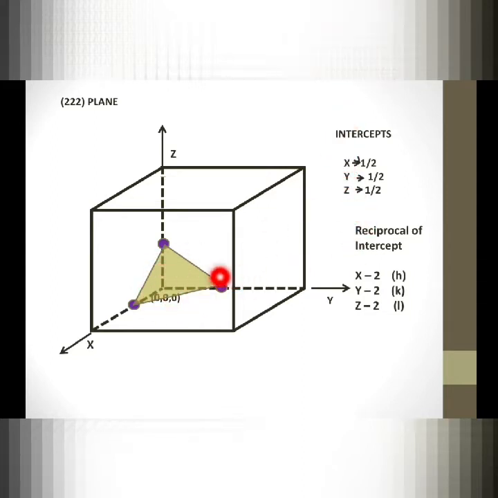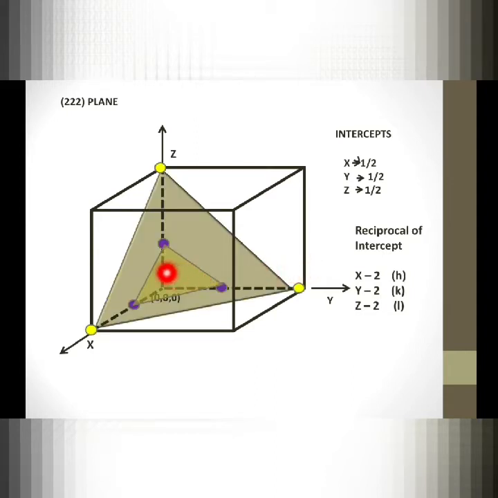Now these are the intercepts. Now take the reciprocal of the intercepts, that is, the reciprocal of half is 2, so h is equal to 2, k is equal to 2 and l is also equal to 2. So the Miller notation is 2 2 2 and this plane is the 2 2 2 plane, which is a similar type of plane to the 1 1 1 plane.